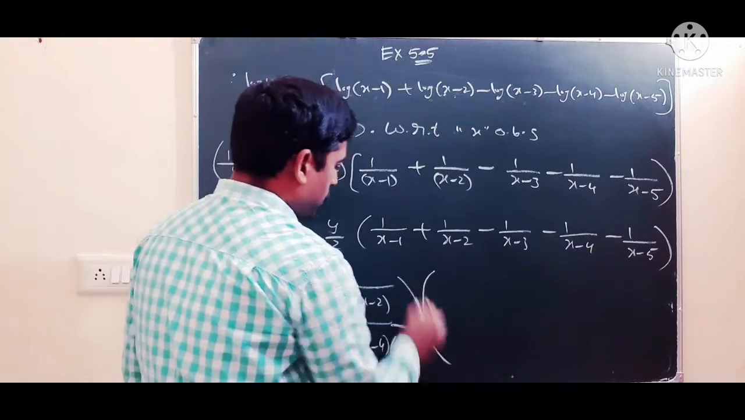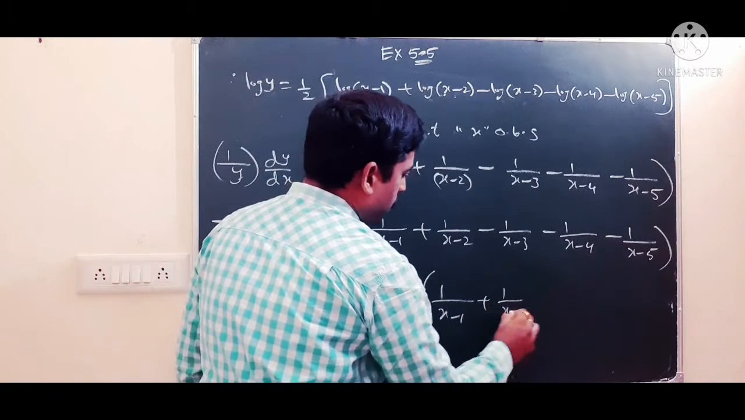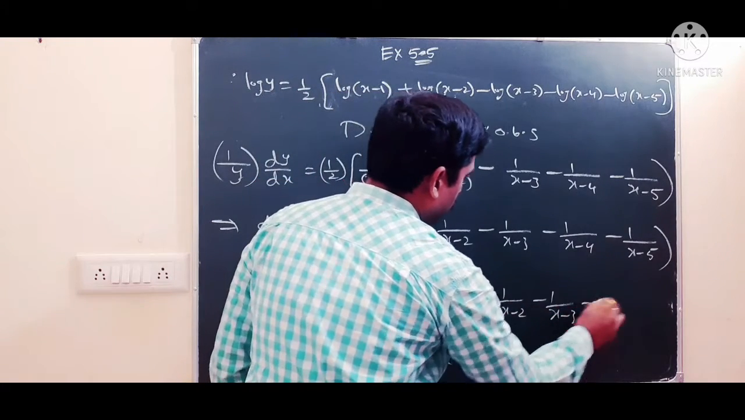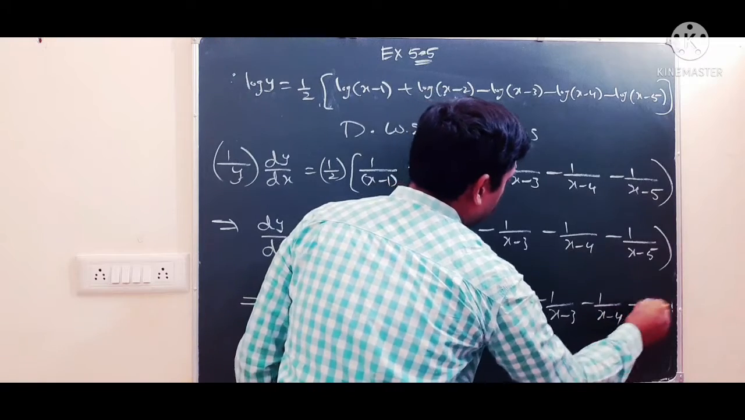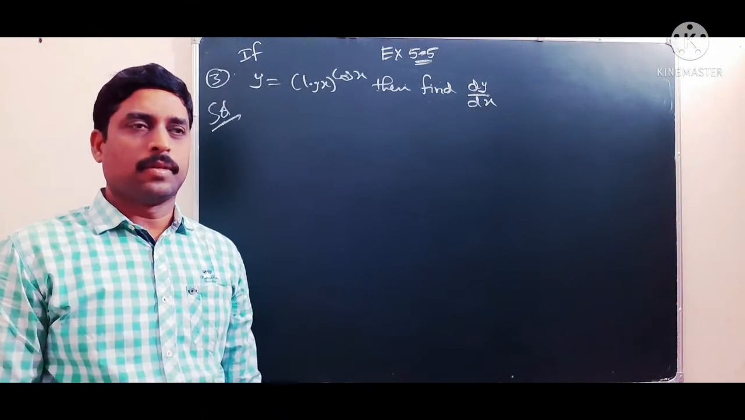So the remaining we write as it is: 1 by x minus 1, 1 by x minus 2, 1 by x minus 3, 1 by x minus 4, minus 1 by x minus 5. Okay, so this is the final answer. Let us go to the next problem.